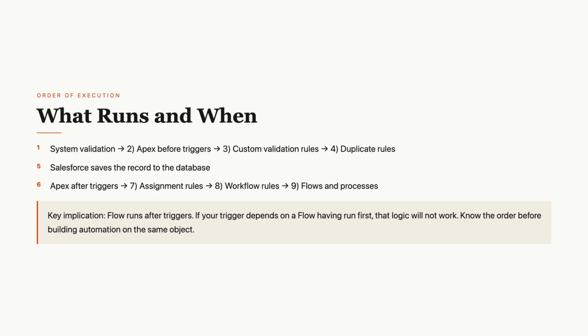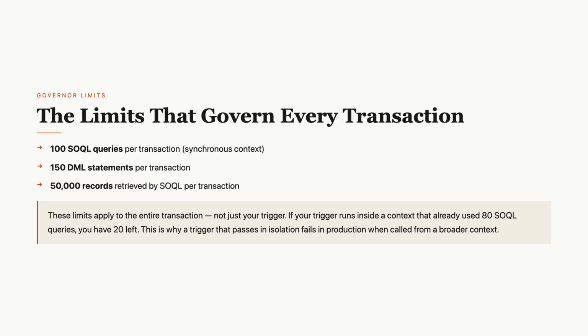The order of Salesforce record save operations. 1. System validation. 2. Apex before triggers. 3. Custom validation rules. 4. Duplicate rules. 5. Salesforce saves record. 6. Apex after triggers. 7. Assignment rules. 8. Auto response rules. 9. Workflow rules. 10. Escalation rules. 11. Flows and processes. 12. Roll-up summary fields update. 13. Criteria-based sharing. 14. Apex before triggers on parent records for roll-ups.